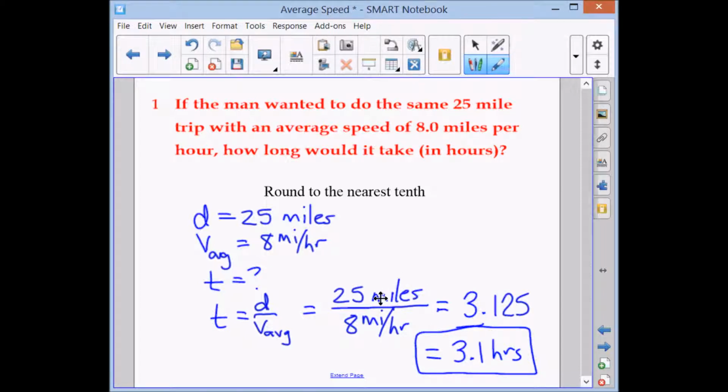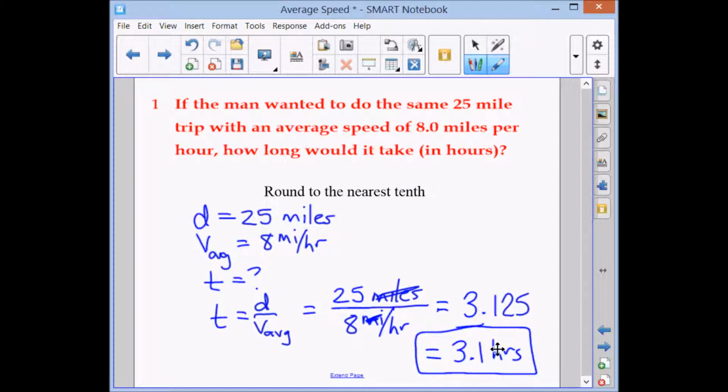Now, an important thing here is notice how the units work out. This miles right here cancels out with that miles down there, which leaves per hour in the denominator, and algebraically that really means that you just have a unit of hours. This is really why we do that step, so you can see how the units are going to cancel out and make sure that you have your answer in appropriate units.